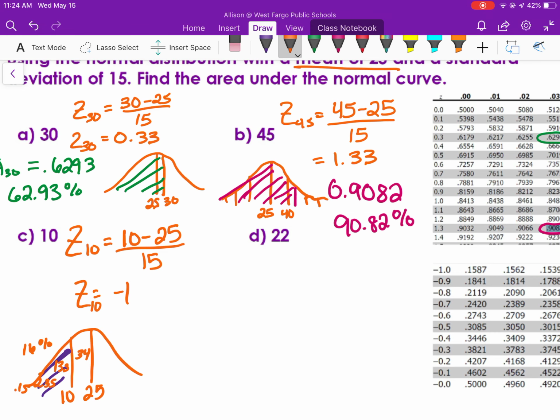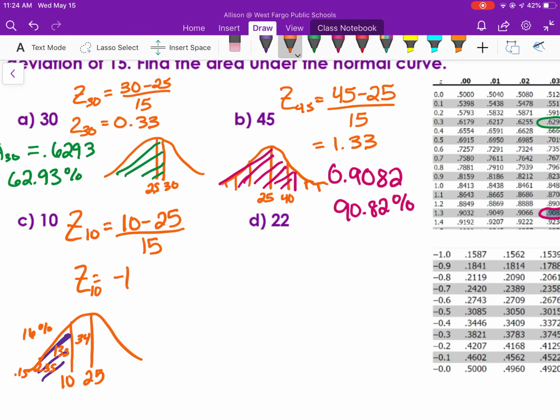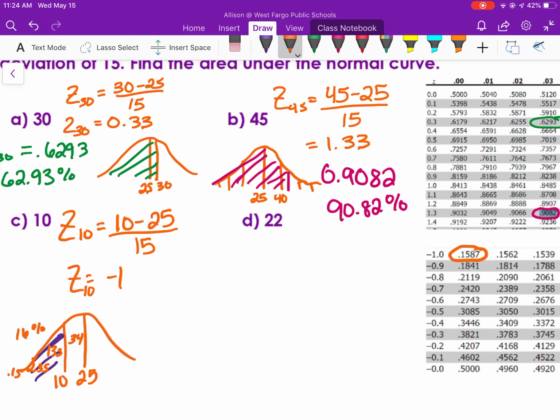So let's look up the z-score for -1. That'd be -1.0, which is right here on my z-score table. And so you get the area to the left of 10 is 0.1587. So that is how much data, or approximately 15.87% is below 10, which is 16.